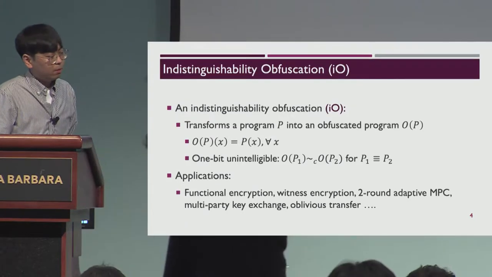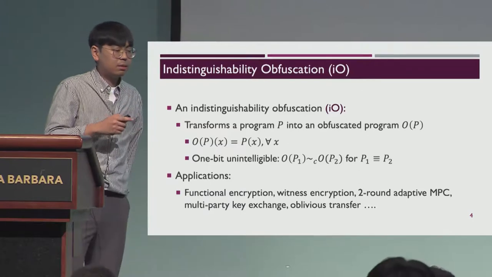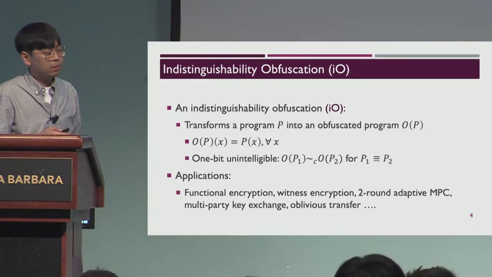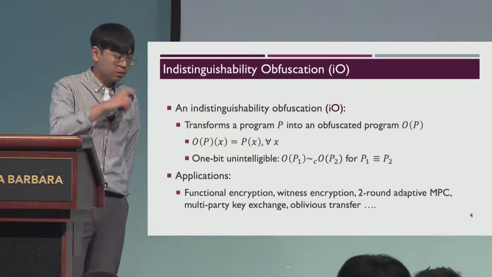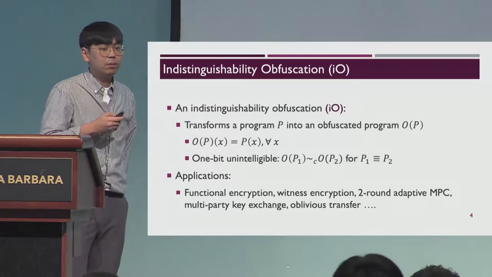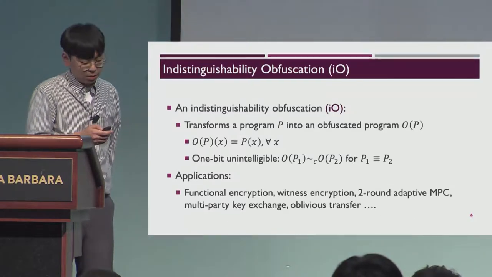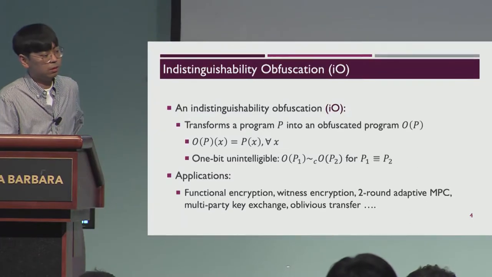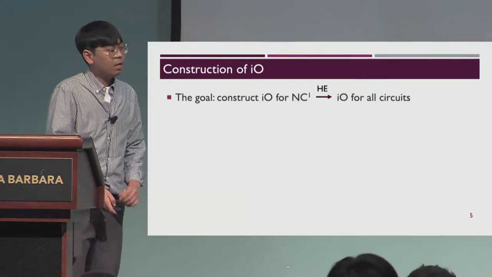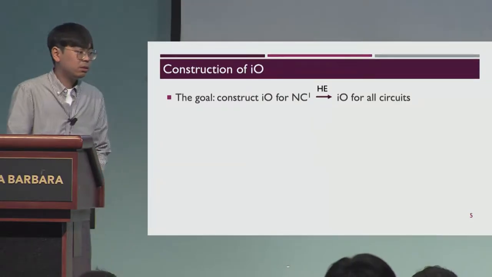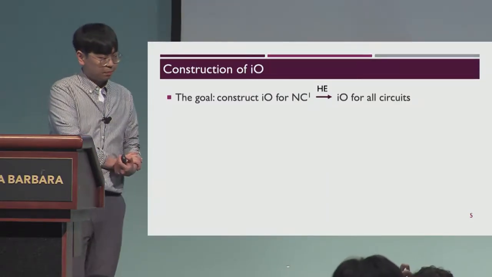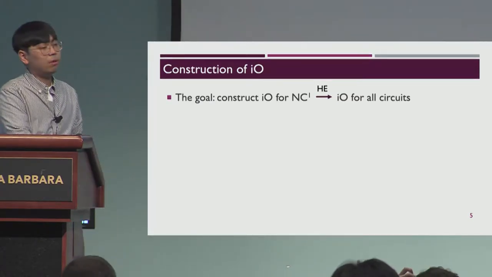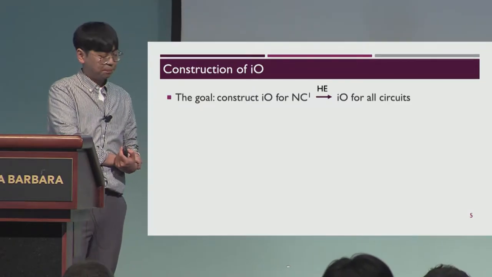Although it only provides one bit of information, it is a very powerful tool, since there are many cryptographic applications based on the existence of obfuscation, such as functional encryption, witness encryption, and multi-party key exchange. So constructing obfuscation is a challenging problem in cryptography. The goal of this field is to construct an obfuscation for NC1 circuits, since it can be bootstrapped to I/O for all circuits when we have a homomorphic encryption with an NC1 decryption circuit.